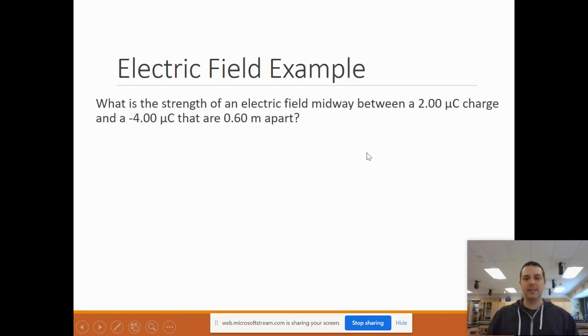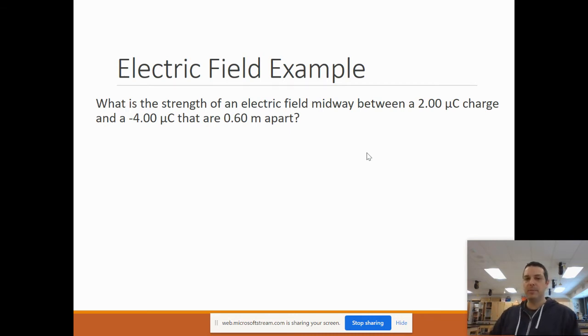So let's go ahead and try an example of this. I want to know, what is the strength of an electric field midway between a 2 microcoulomb charge and a 4 microcoulomb charge if they're separated by 0.6 meters? My strategy for this problem is this. At the point midway, I'm going to determine what the electric field strength from one is and what the electric field strength from the other one is. And because they're vectors, I'm going to add them together.